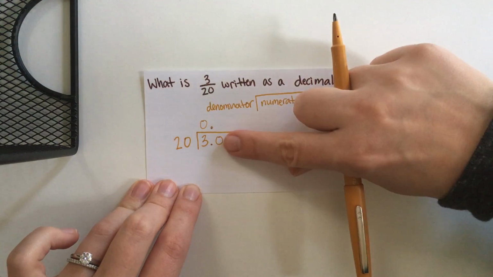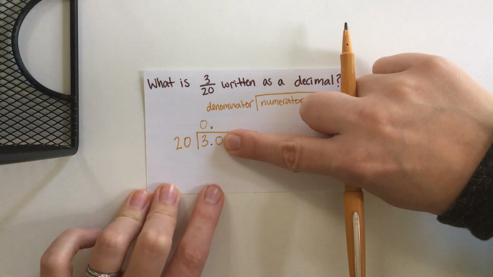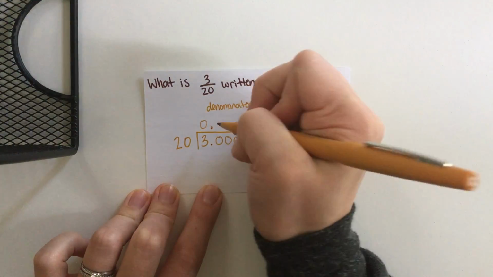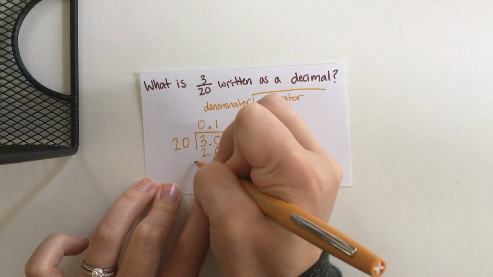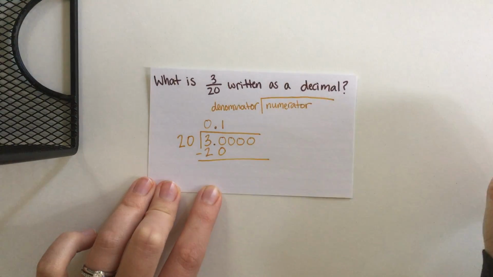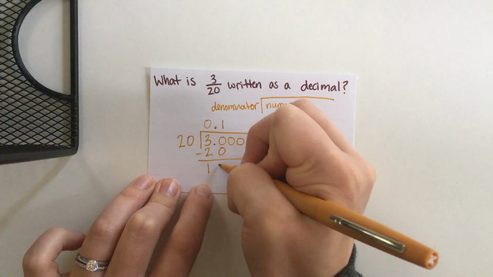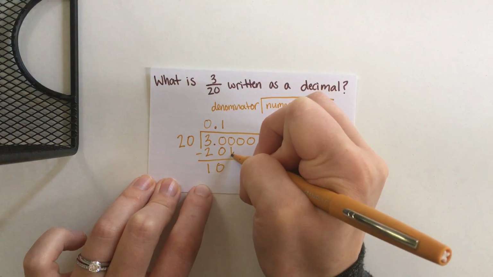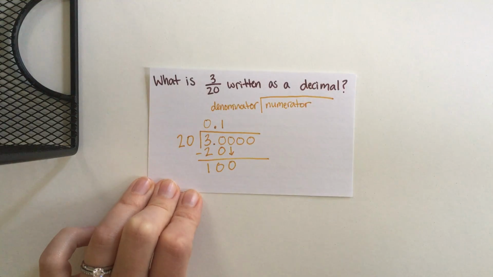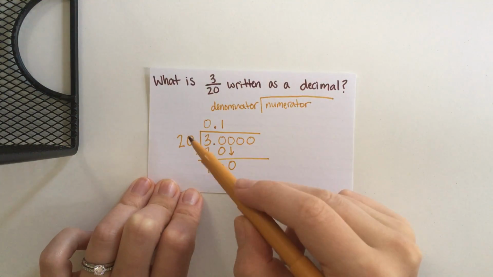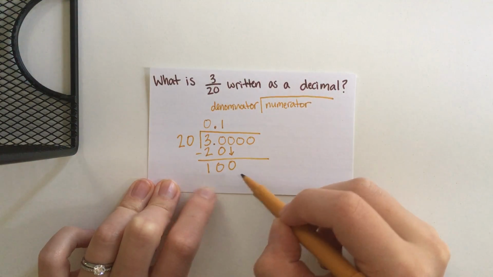Now I am going to look at the 30. So 20 goes into 30 one time. So 1 times 20 is 20. We're going to go ahead and subtract that to get 10. And every time after we subtract, we bring down a 0. Now I have 100.